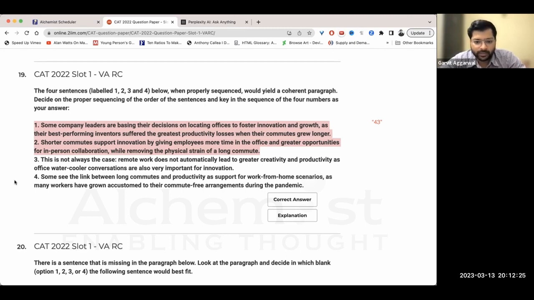अभी क्लियर? उन 4 में से पहले ने क्या यूज किया? लॉन्ग कम्यूट को शॉर्ट कर देना, locating offices, and productivity losses हो रहे हैं अगर वो लॉन्ग हो जाएगा तो. ये तो नहीं बोल रहा कि अगर शॉर्ट होगा तो प्रोडक्टिविटी इंक्रीज होगी. वैसे it is kind of understood, but ऐसा वो कह नहीं रहा है.